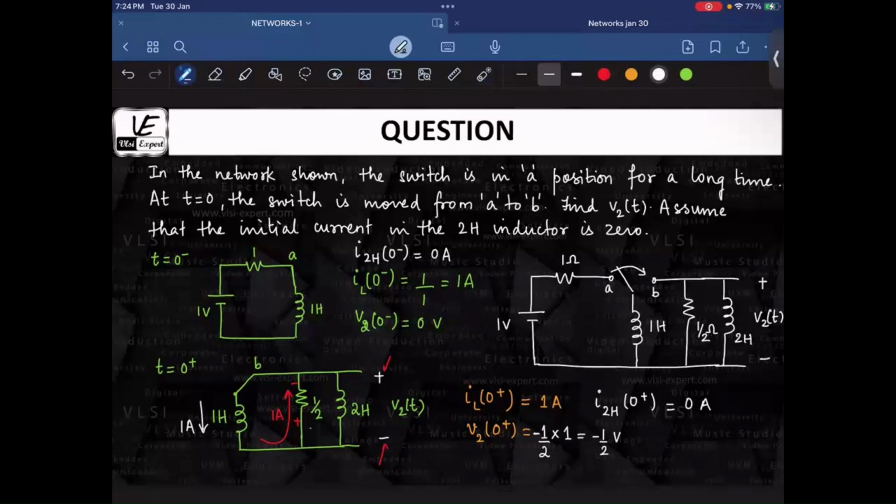There are two inductances. When the switching happens, both the inductances will try to maintain the same current right after the switching happens. So 1 Henry is carrying 1 ampere current and 2 Henry is carrying 0 current. So accordingly, your V2 will get modified to minus half volt.